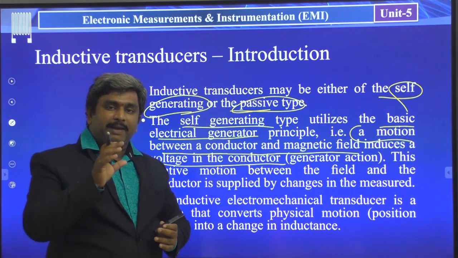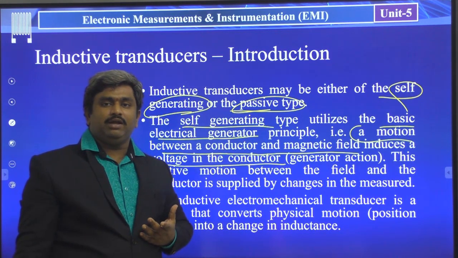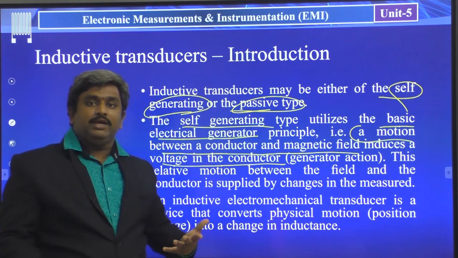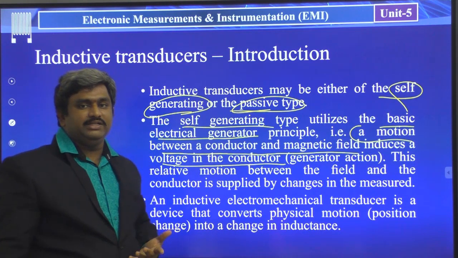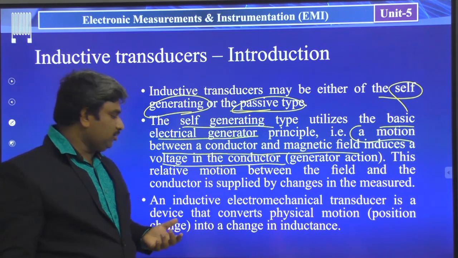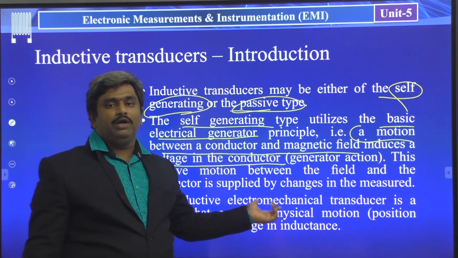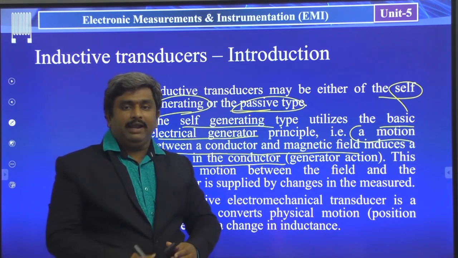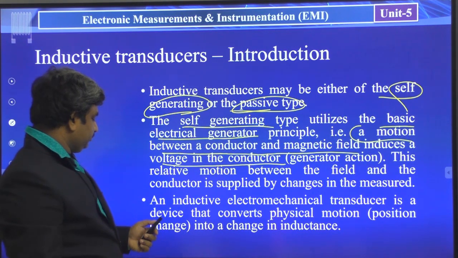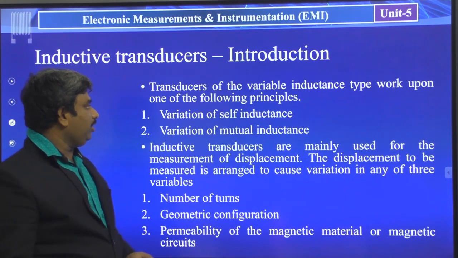The mechanical energy we apply on this conductor, due to the displacement or the pressure on the conductor, can produce different EMFs in those inductive coils, and we can see different inductance properties at the output of these coils. This type of transducer is called an inductive electromechanical transducer. Next, transducers of variable inductance type work upon the following principles.